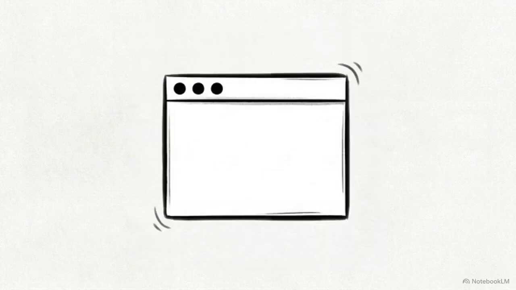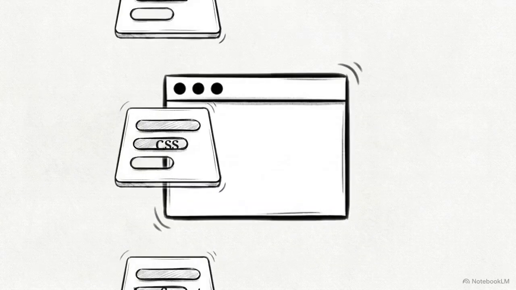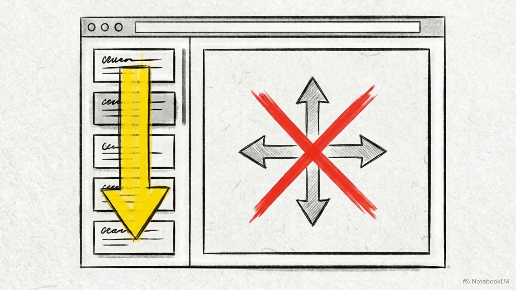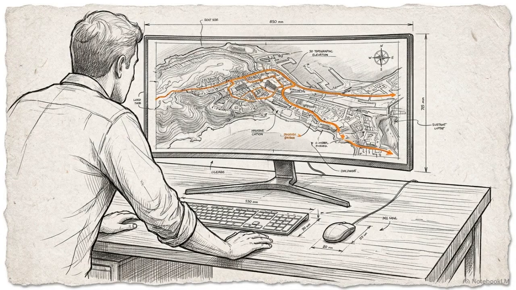Building this system requires a basic foundation in HTML, CSS, JavaScript, and a dedicated mapping library. By linking the map directly to the user's scroll position, you remove the friction of manual navigation. Your audience has to experience the geographic context exactly as you intended.